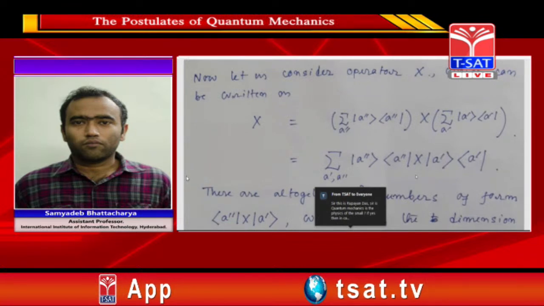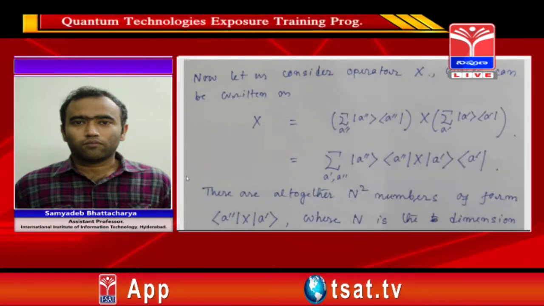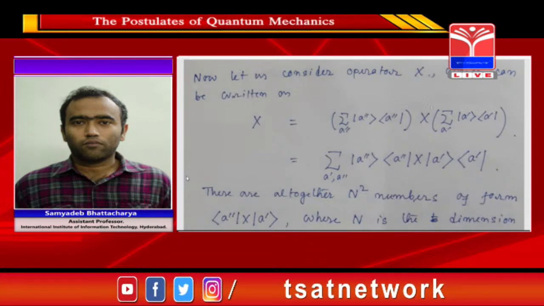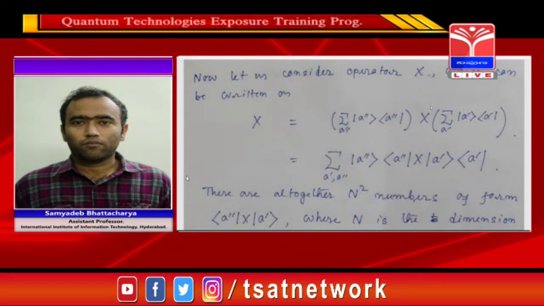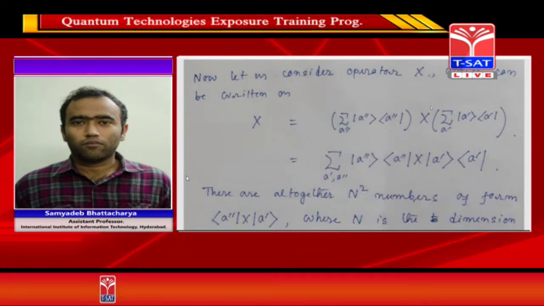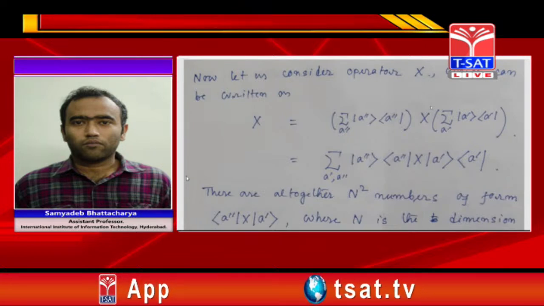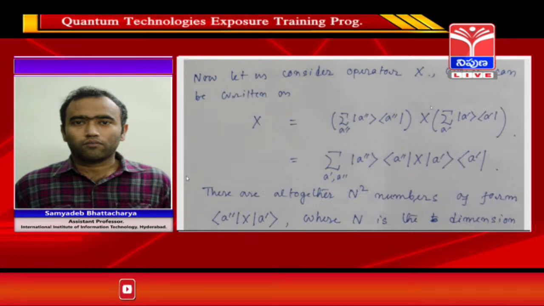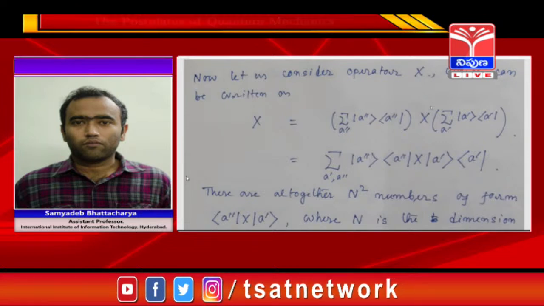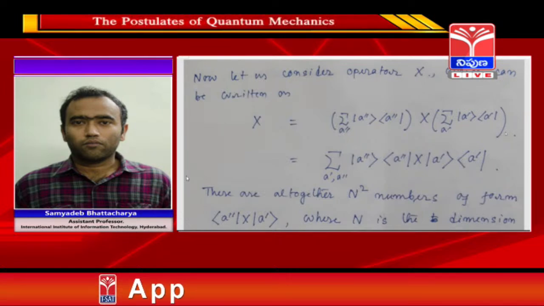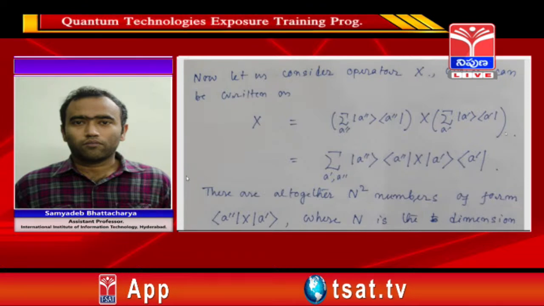So let us consider an operator X. Operator X, as you can understand, is a matrix. So let us now expand this operator through a particular coordinate system. The coordinate system is here for the basis. So how to expand X in terms of basis? Let's say this A prime forms a complete orthonormal basis set.